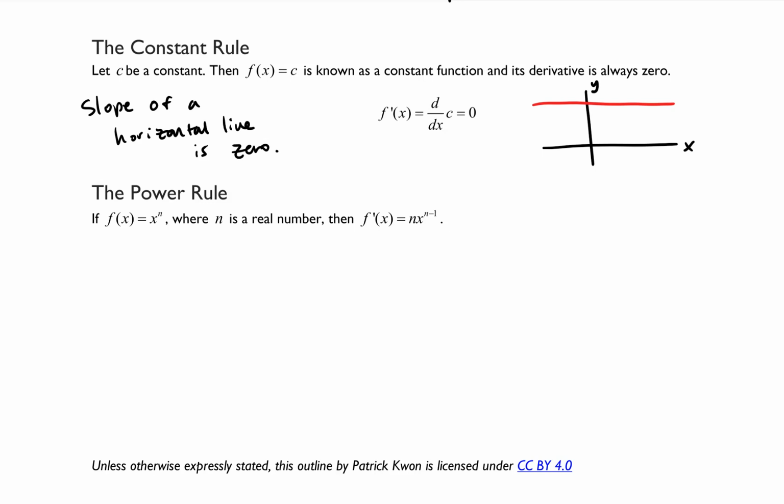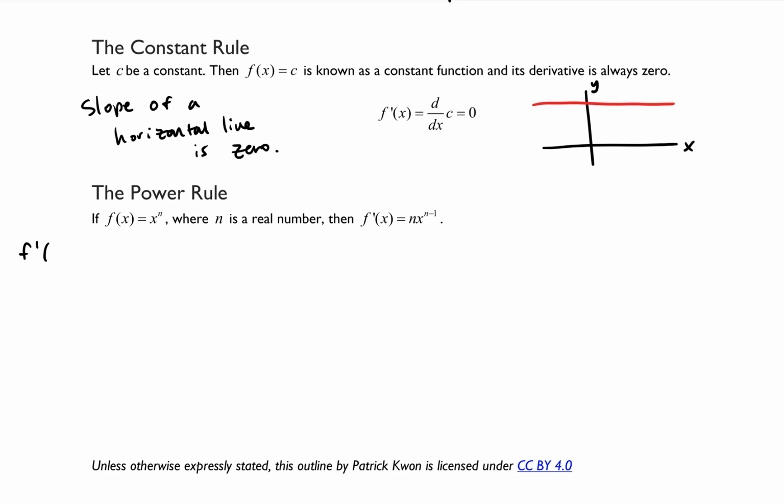Okay, so now we can talk about the power rule. The power rule says if you have a function f of x which is equal to x to the power of n, where n is some real number, then the derivative f prime of x is equal to n times x to the n minus 1 power. Let's show why that is.